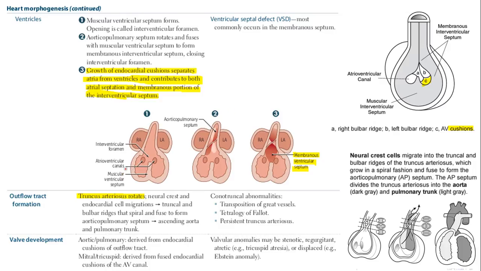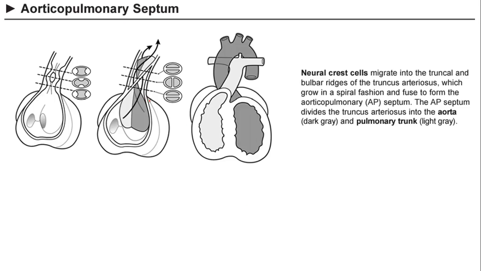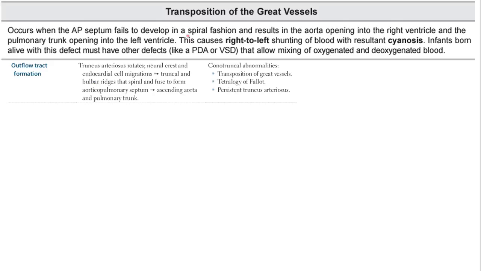Now we're going to talk next about truncus arteriosus and what happens with that. Well, maybe I'll skip over this part a little bit. These three things are the next thing we're going to discuss. Don't worry about that for now. Okay, so first of all here, the transposition of the great vessels.